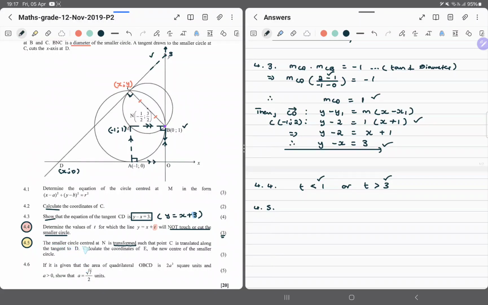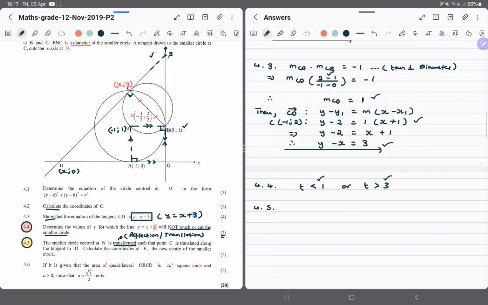Now, we are told a smaller circle centered at N is transformed. Now, this word transformation can mean 2 things. It can mean a reflection or a translation. As we know, a reflection is a flip or it's a somersault. Translation is a push, it's a shove, it's a shift. Okay, so this is something we need to consider.